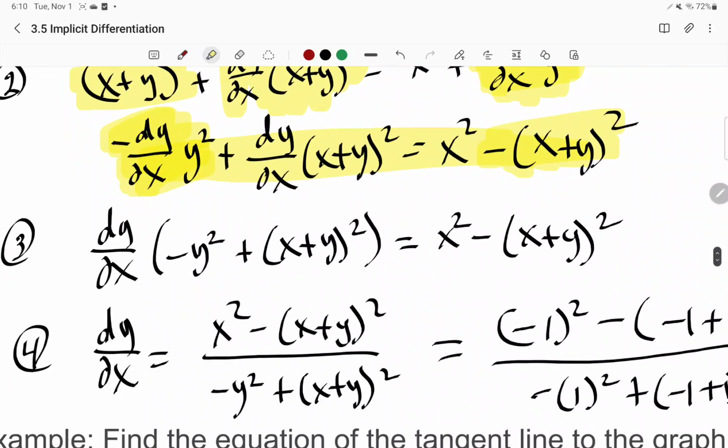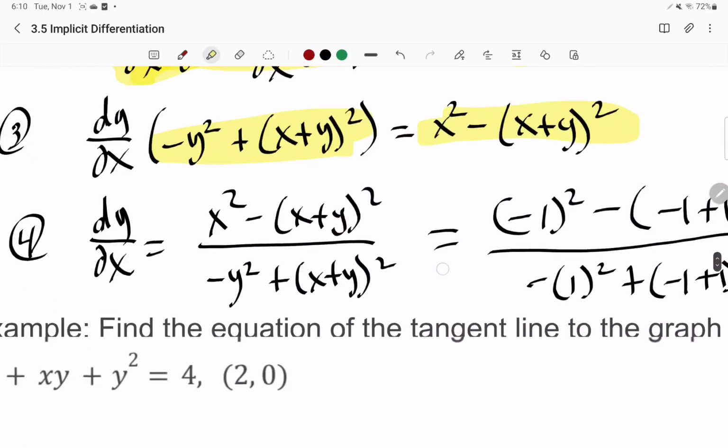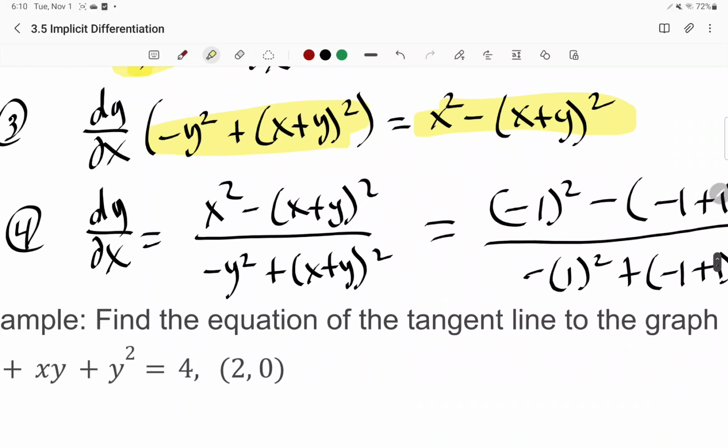And then the next step is to factor dy dx out. And when you factor it out, you're left with negative y squared plus x plus the quantity of x plus y squared is equal to the right side. The right side hasn't changed. And then the last and final step is to divide that thing out. So here is your equation for the derivative.